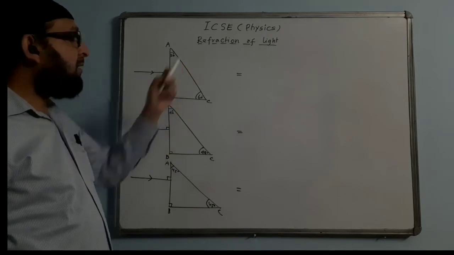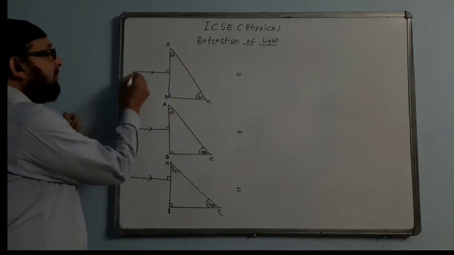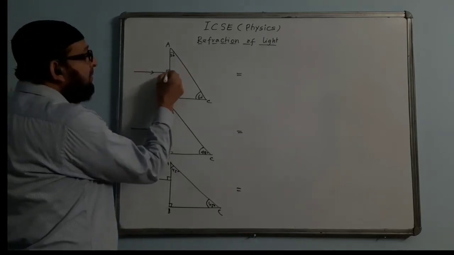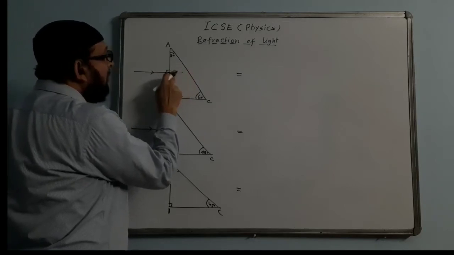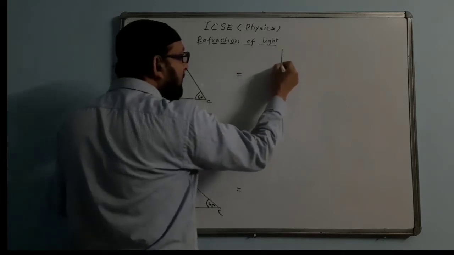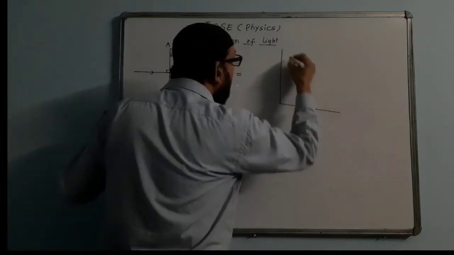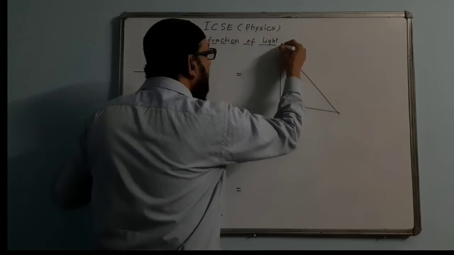This is glass, this is air. Rays coming like this, 90 degree. That means the ray is coming normally. So this ray will go, we'll be completing it here. We'll draw again and complete. Like this, just have a look at it.